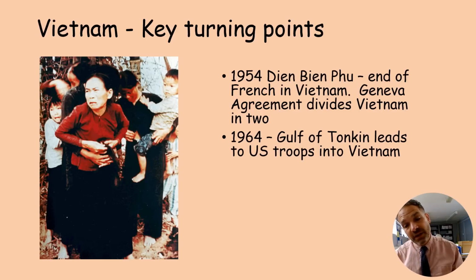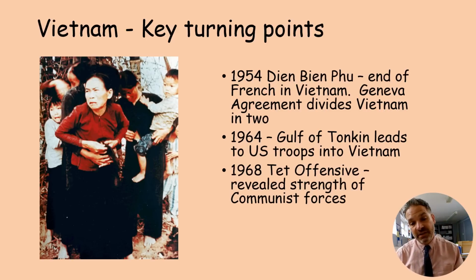You've got to be able to talk about the Gulf of Tonkin, because the Gulf of Tonkin is the incident that gets the Americans into Vietnam. You know, Lyndon Baines Johnson looking for a reason to go to war, and he finds it in this incident.